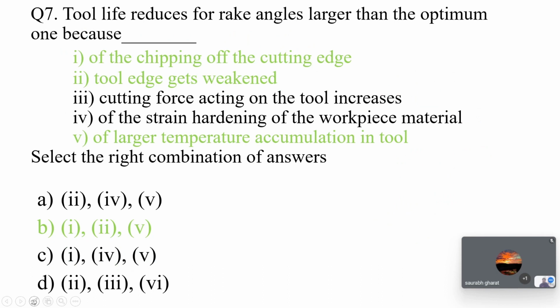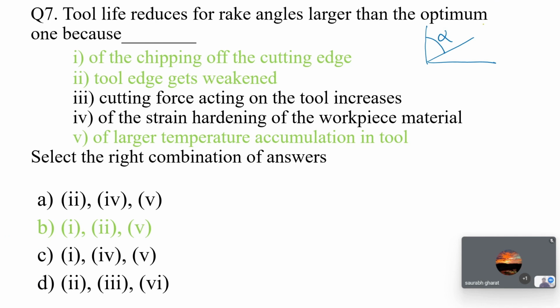Next question: tool life reduces for rake angle larger than optimum because of the chipping of the cutting edge. What are you doing actually here? Consider that this is your rake angle. Tool life reduces for a rake angle larger than the optimum. When your rake angle goes on increasing, what happens? Consider the situation now. You are increasing beyond the optimum.